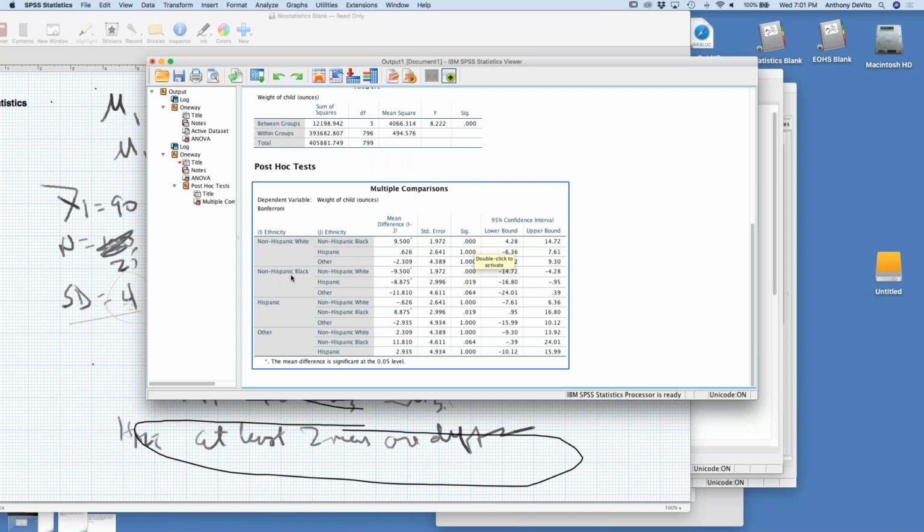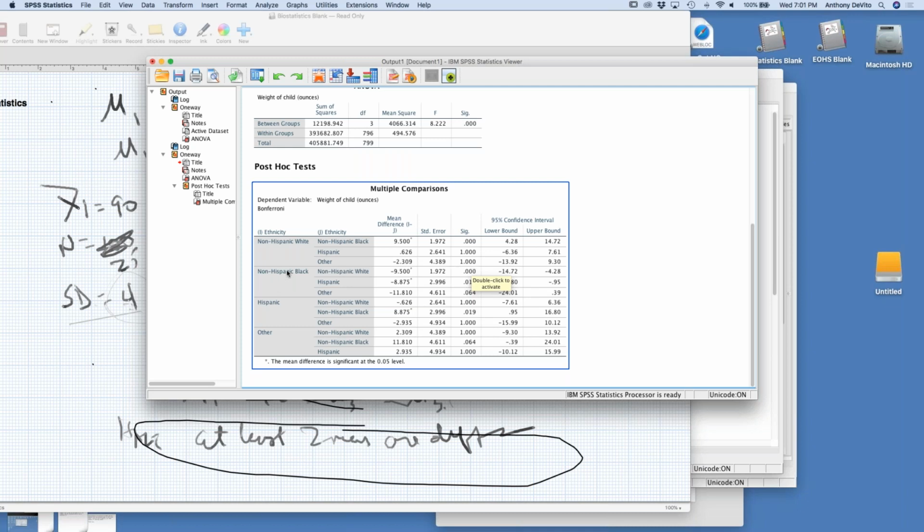Well, how about non-Hispanic blacks and non-Hispanic whites? That's the same thing, just reversed. So you do get the same result there, the same significance. How about non-Hispanic whites versus Hispanics? Well, no, that's not less than 0.05. I can't say that they're different. How about non-Hispanic whites compared to other? Well, there again, I can't say that they're different.